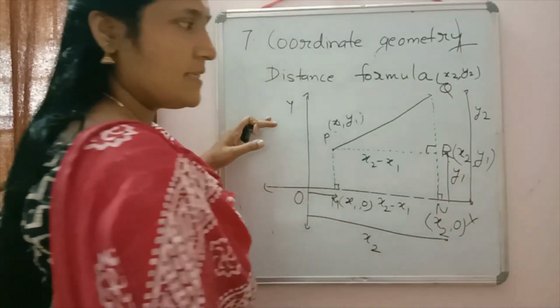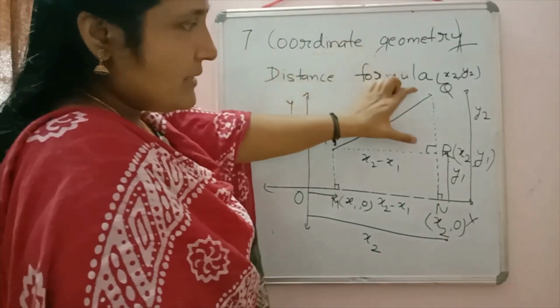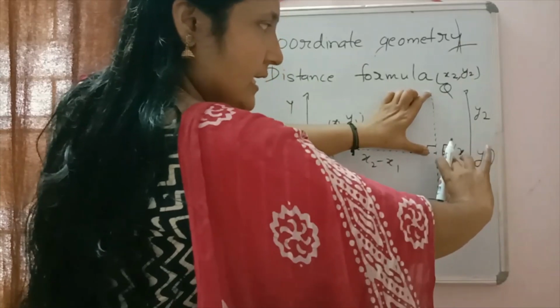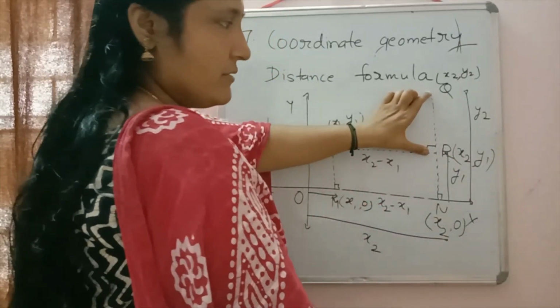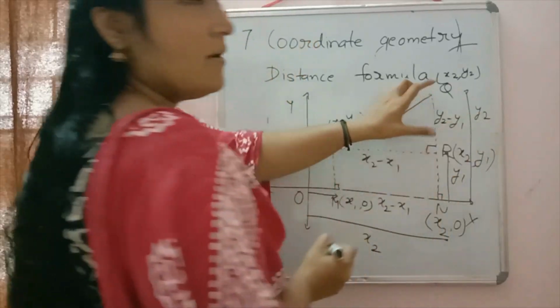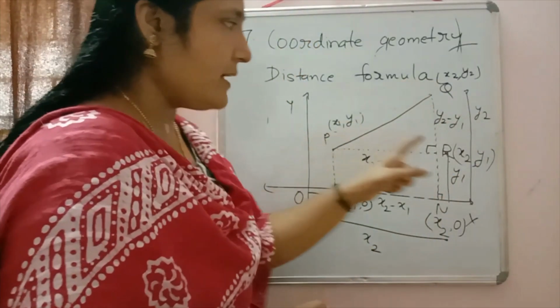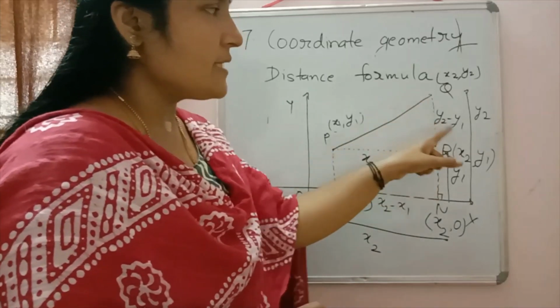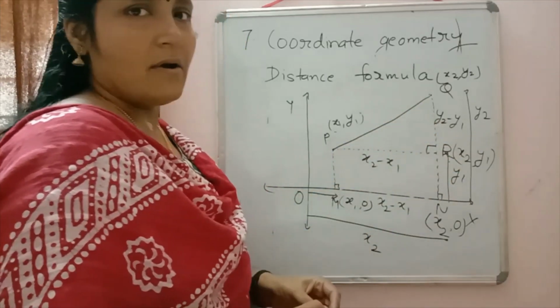So till here the distance is y1. Then what will be the distance QR? Total distance is y2 and till here the distance is y1. So the remaining will be equal to y2 minus y1. So we got here PR is equal to x2 minus x1 and QR is equal to y2 minus y1.